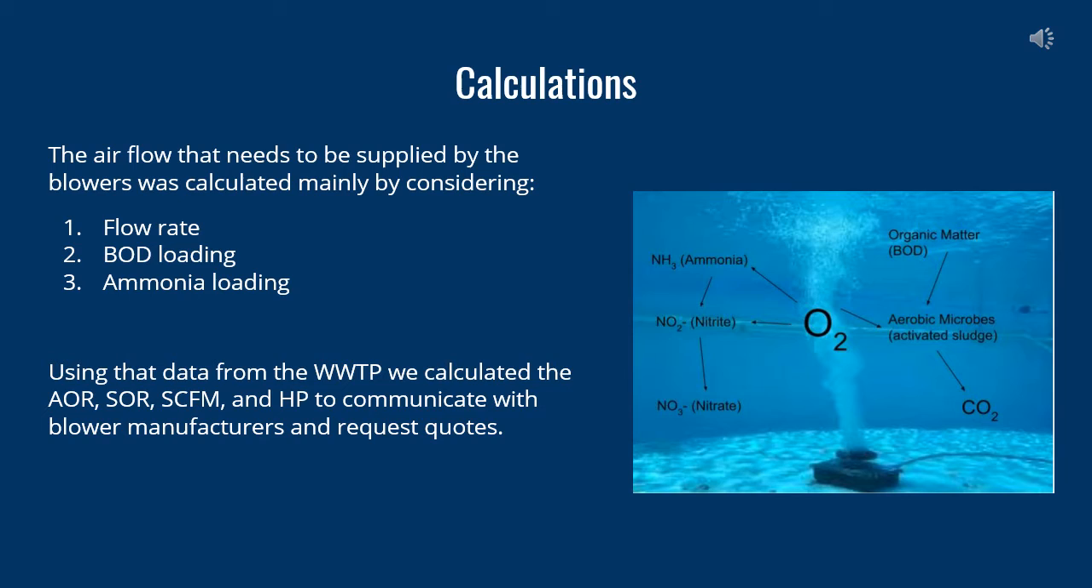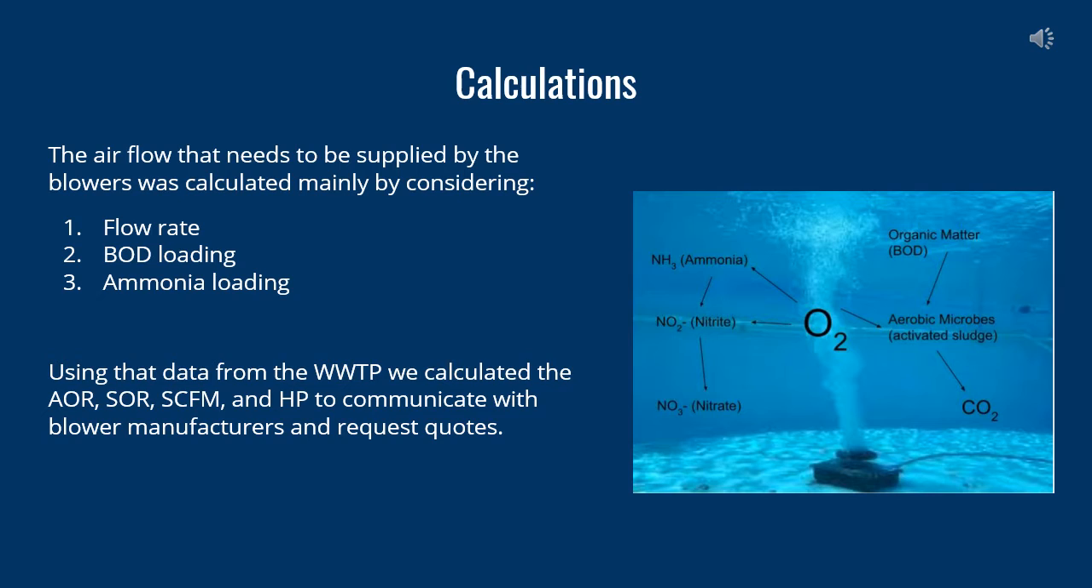The first step was calculations, which was mainly trying to find the airflow that needs to be supplied by the blowers, and that was calculated generally considering the flow rate, BOD loading, and ammonia loading. That was the data that we were able to gather from the wastewater treatment plant based on their sensors, and from that we were able to calculate first the AOR, which is the actual oxygen required, and then we were able to standardize that through some ratios to the standard oxygen required.